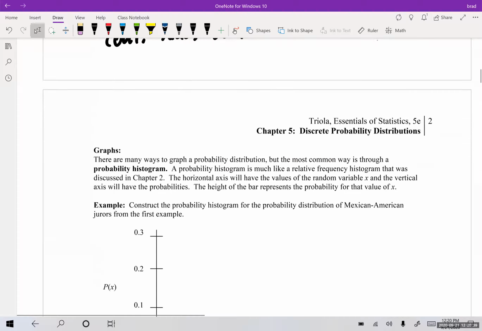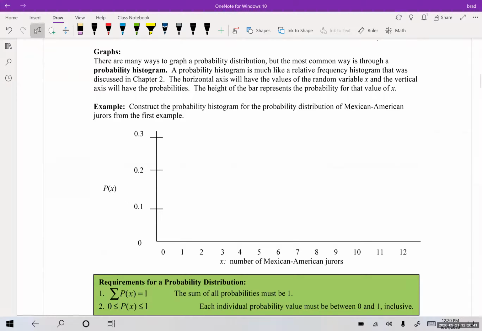Okay, so let's move on. It says there are many ways to graph a probability distribution, but the most common way is through a probability histogram. A probability histogram is much like a relative frequency histogram that was discussed in chapter 2. The horizontal axis will have the values of the random variable X. So here's our 0 through 12 jurors. And then this is our probabilities. What's the probability of these outcomes?